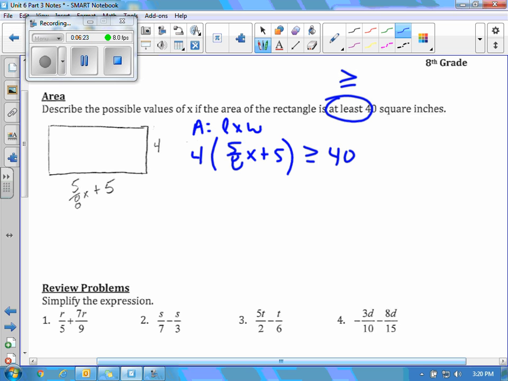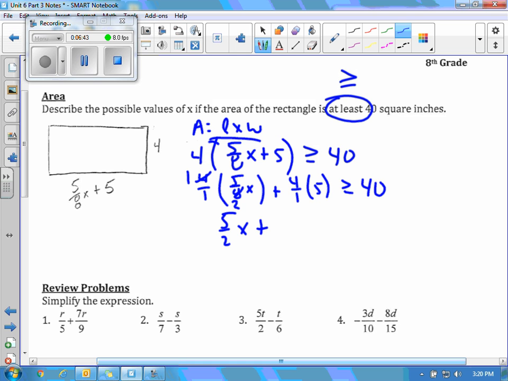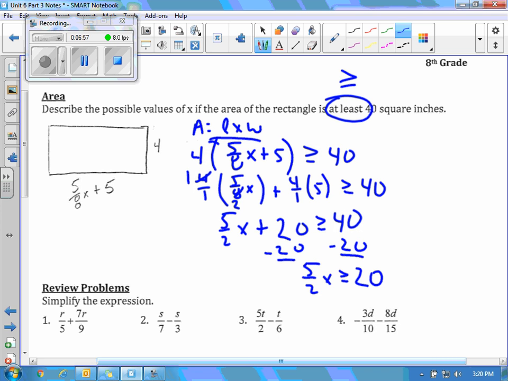Now, I have to use the distributive property here. So I'm going to do 4 over 1 times 5 over 8x plus 4 over 1 times 5 greater than or equal to 40. So 4 becomes 1, 8 becomes 2, so I have 5 over 2x. And then I'm just doing 4 times 5, which is 20, and greater than or equal to 40. So to solve, I'm going to subtract 20 from both sides. So I'll get 5 over 2x is greater than or equal to 20. And then here I'm left with the multiplicative inverse. So I can multiply both sides by 2 over 5.